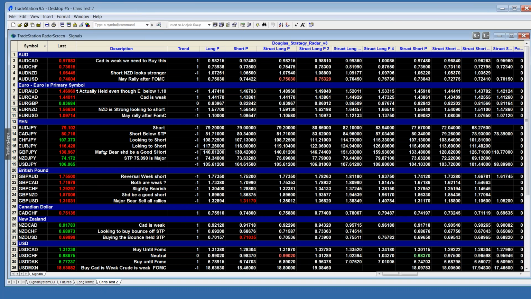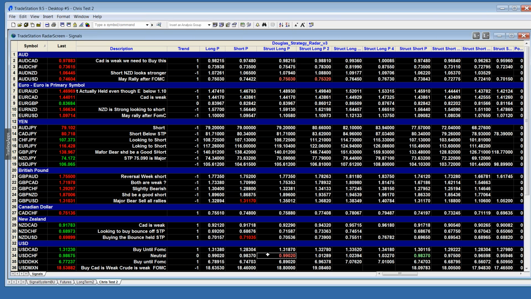Looking at, for example, the pound yen, major bear market, it should be a good short. Looking to short the euro yen, looking to short the Swiss yen. The CAD yen, we are going to short it below the structural point. It closed at 80.70. The structural point is 80.34. So we're about 20 pips away from the structural point.